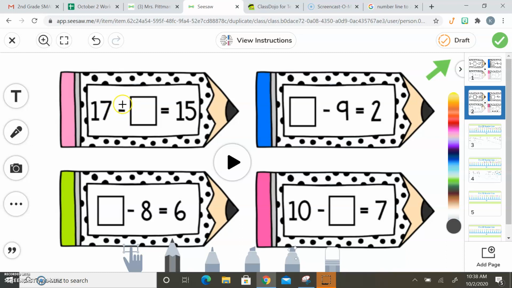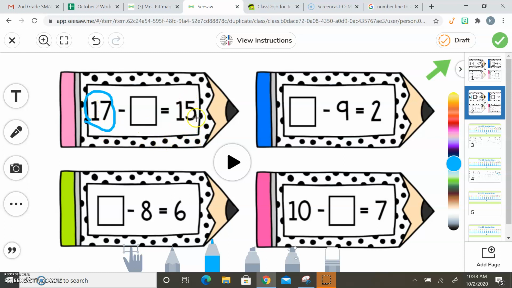And since we're subtracting, we know that the biggest number when we subtract is going to be before the subtraction symbol. So the biggest number is going to be 17. So since this is the biggest, we know that this is a little, and this has to be a little. And what do we know about our two little numbers? They're going to have to go together to make the big number.